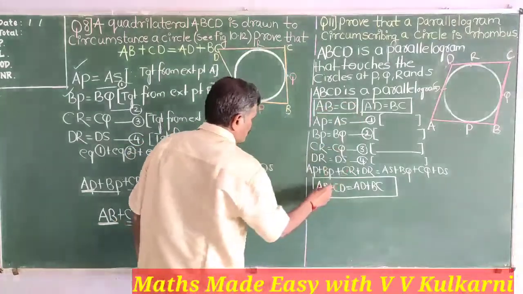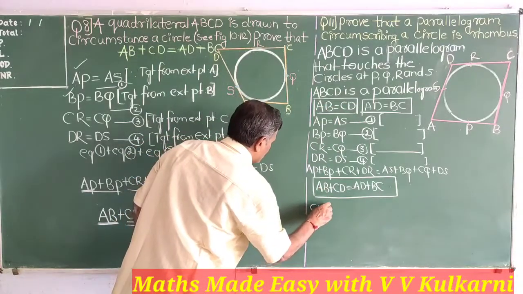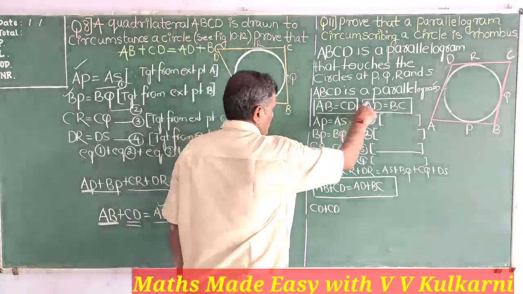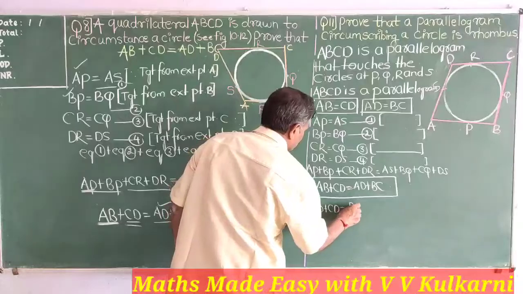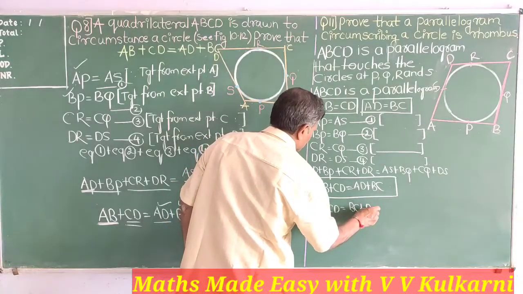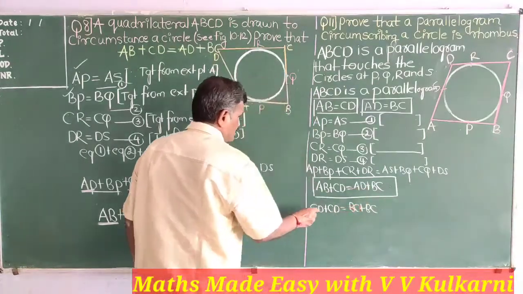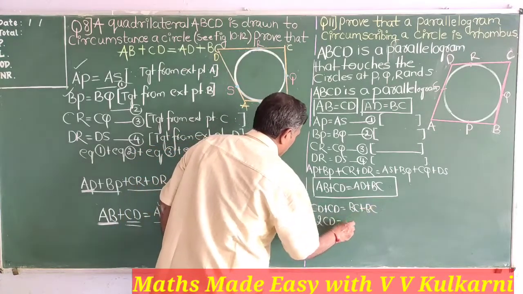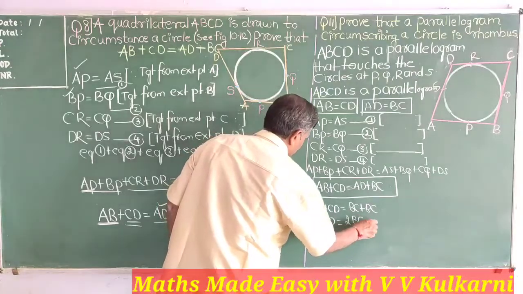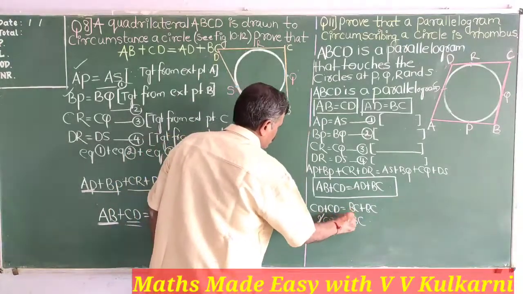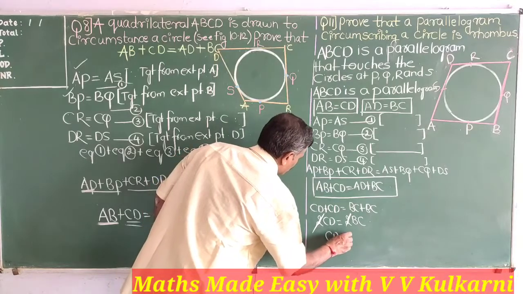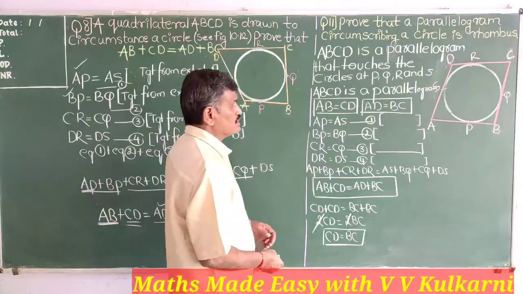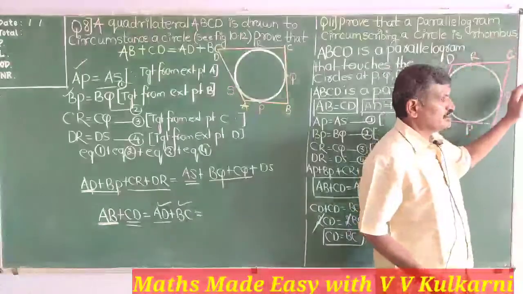AB is equal to CD. So wherever AB is there, I will write CD. Wherever AD is there, I will write BC. So 1 CD plus 1 CD is 2 CD. 1 BC plus 1 BC is 2 BC. So that means what? This 2 cancels here. CD is equal to BC. What did I get? I got that CD is equal to BC.